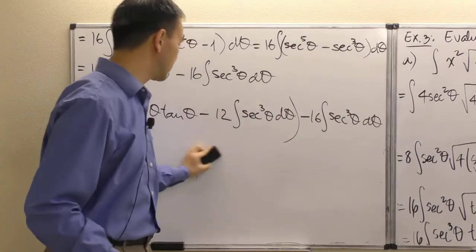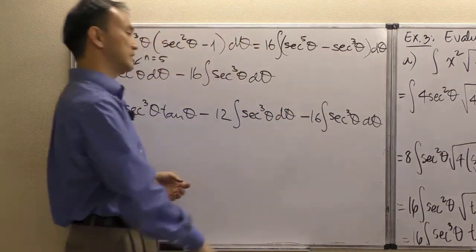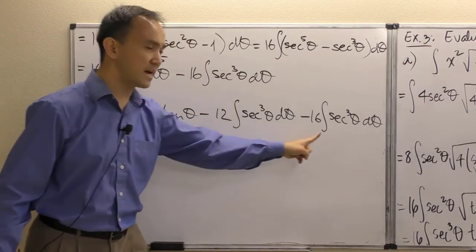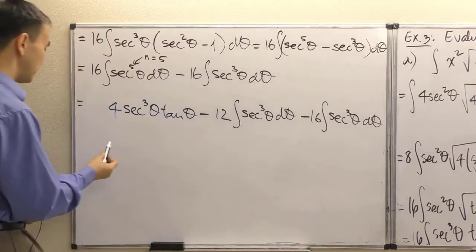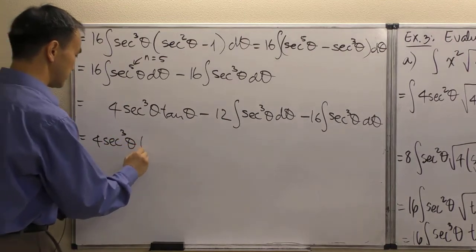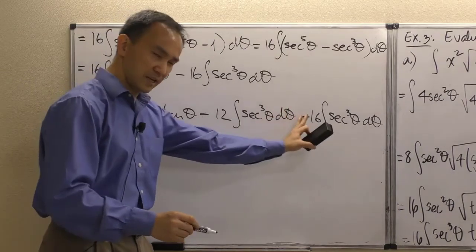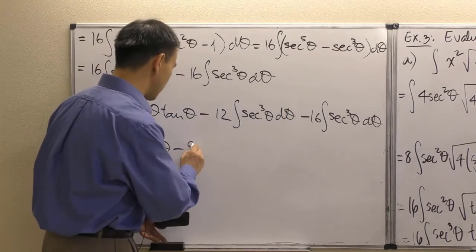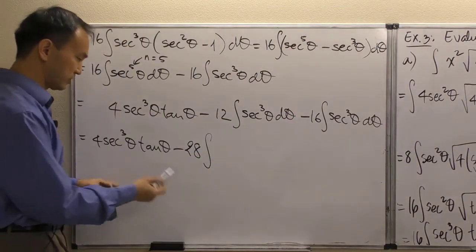And then at this point, I can remove that completely, the pair of parentheses. So now it is clear that we have two like terms. And it's just a matter of combining their coefficients here. So now in my next step, I'm looking at 4 secant cube of theta times tangent theta. Okay, minus, so a minus 12, and then a 12 and a 16 together is a 28, right? So minus 28 integral.